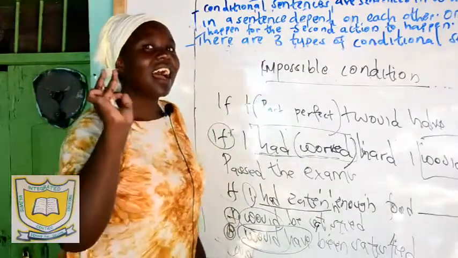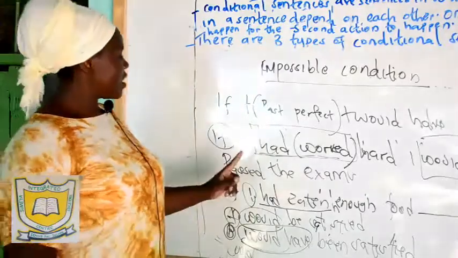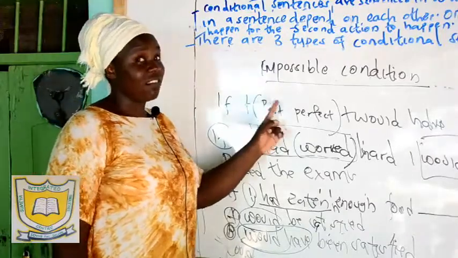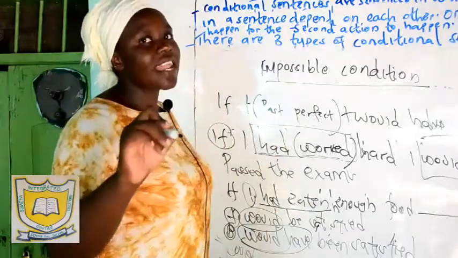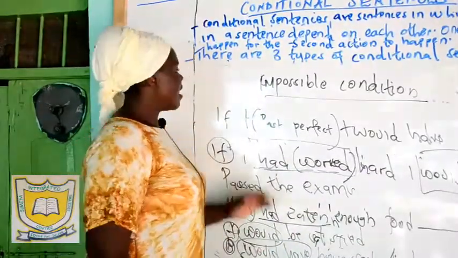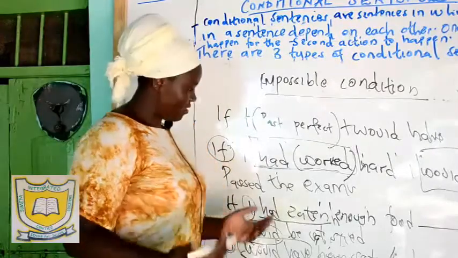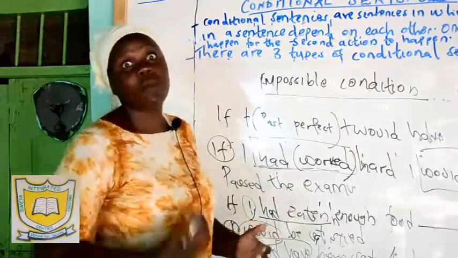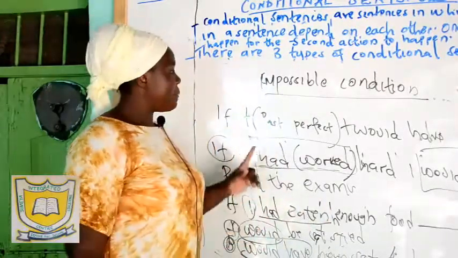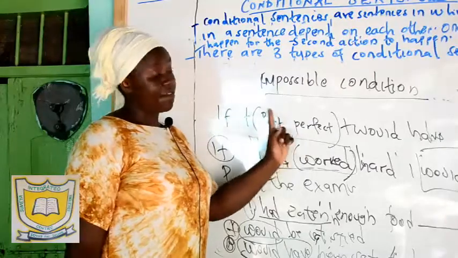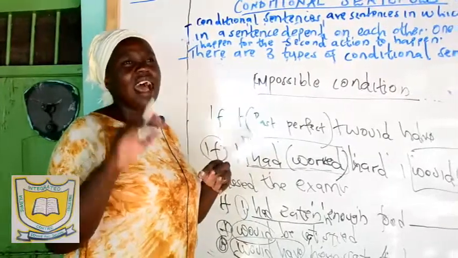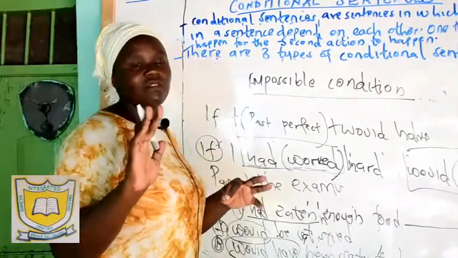Unlikely condition and the impossible condition. Just make sure that in the unlikely condition, you have a past tense: if plus a past tense plus would. There is no had, there is no have. When you come to the impossible condition, you just make sure that you have a past perfect. What is a past perfect tense? A past perfect tense is formed by had plus a past participle. So when you have if plus a past perfect tense plus would have, you know that is going to be the impossible condition. And this is not hard if it comes to completing sentences.